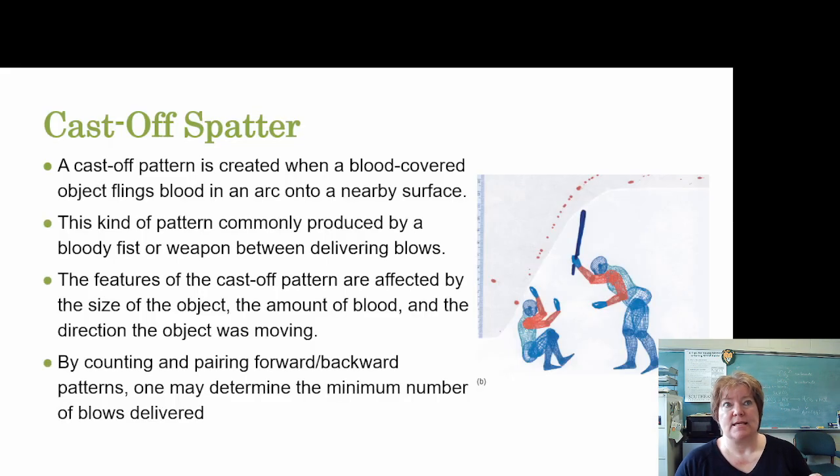Cast-off spatter is when something is being repetitively hit. The easiest thing, that you see in the picture, is a club. So if a club is hitting a person to the point where they're bleeding, when they hit, the club gets covered in blood. And then when they pull it back for a second hit, it's going to spatter backwards on the wall. And then as they hit again. So by counting the individual sets of these cast-off spatters, they can get an indication of how many impacts there were. And that can kind of tell them something about the scene.